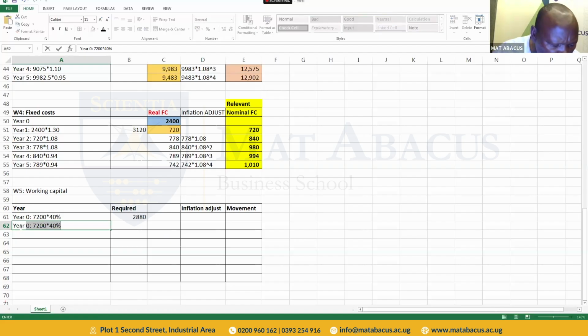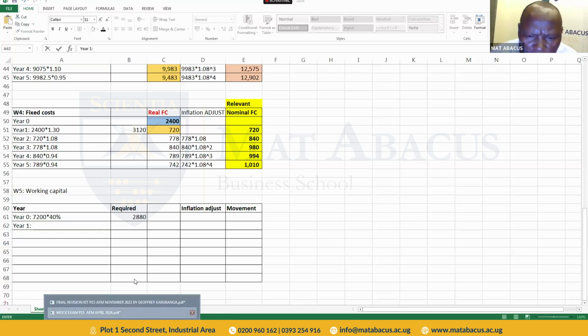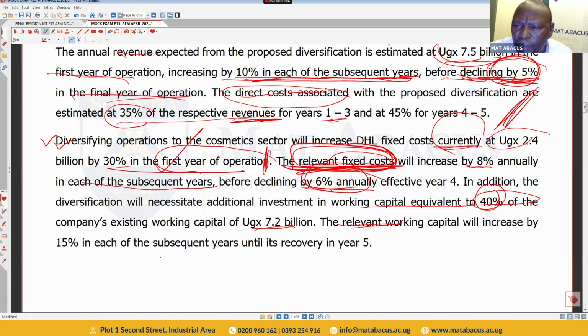We shall need to look at year 1, before we bring in inflation. Then we go and read. Before we bring in inflation, the relevant working capital, we are still in the required. The working capital, the final relevant, which is the movement, is the one that will be adjusted.